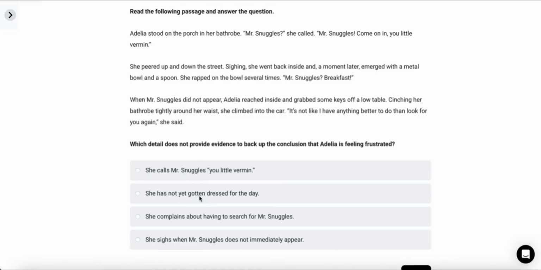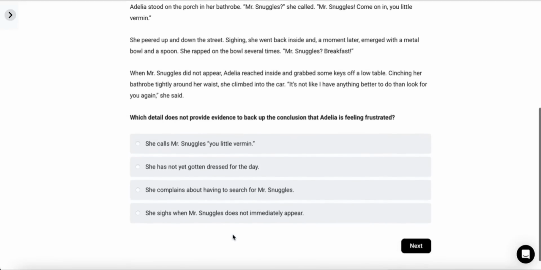She has not yet gotten dressed for the day. This looks correct. Let's look at the remaining answer choices. She complains about having to search for Mr. Snuggles. That's definitely a sign of frustration. And finally, she sighs when Mr. Snuggles does not immediately appear. Again, another sign of being frustrated, not being able to find this pet. So the correct answer is this one here. She has not yet gotten dressed for the day. That's not a sign that she's frustrated.